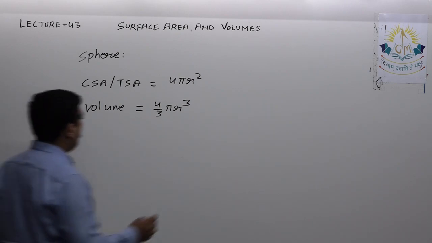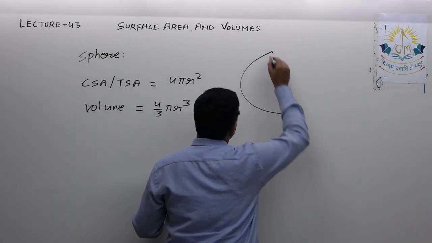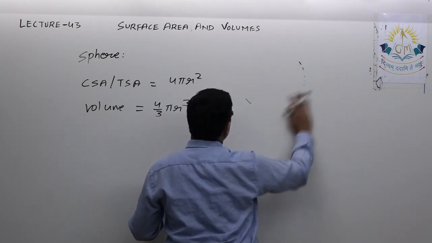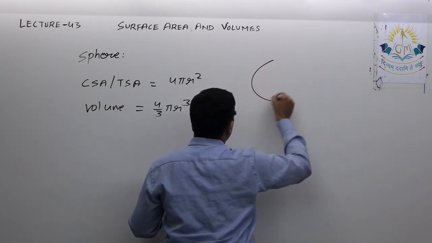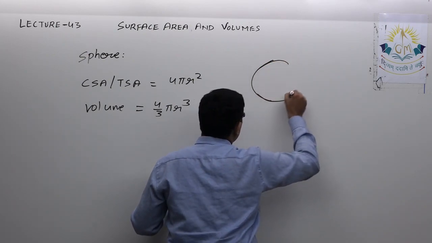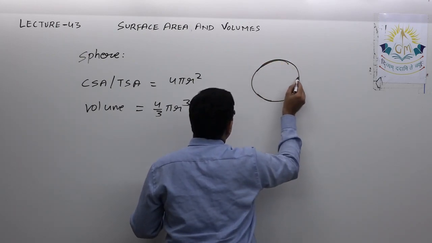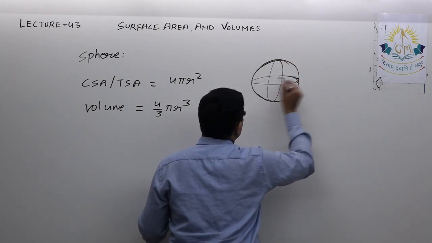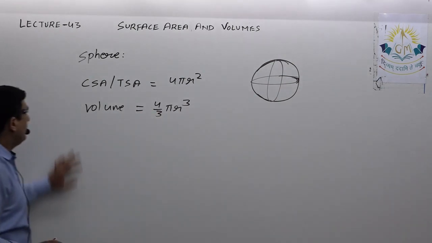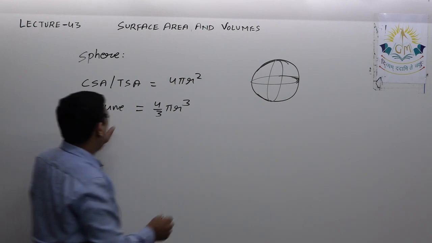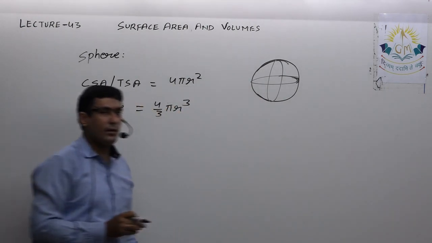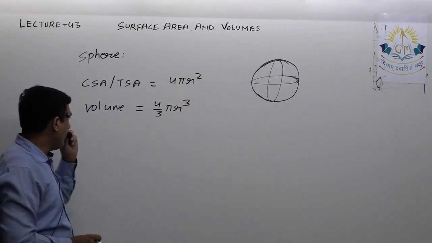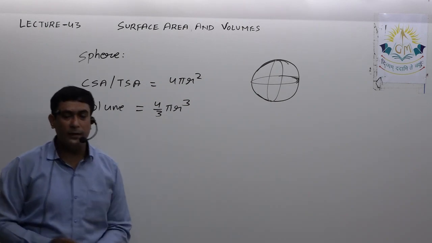Okay, so that is all about sphere. You can see a ball is the shape of a sphere. So over here, if I draw, it will look like a circle only. Let me try to make it. Okay, this looks something like a ball, or sphere. CSA and volume, where r is its radius. If the radius of the sphere is r, then its curved surface area or total surface area, whatever I say, is 4 pi r square, and its volume is 4 by 3 pi r cube.